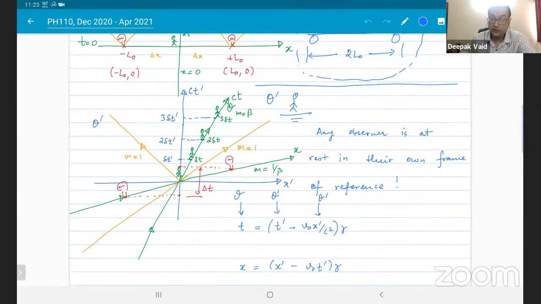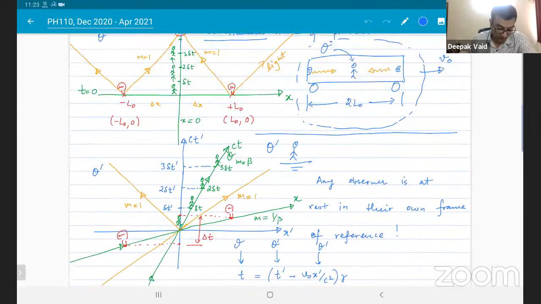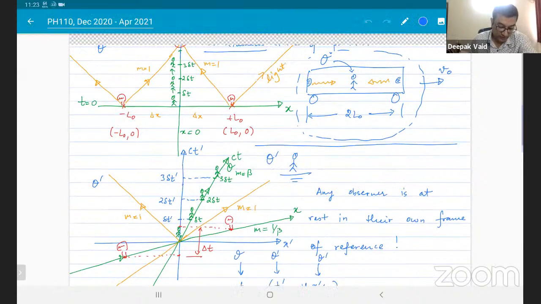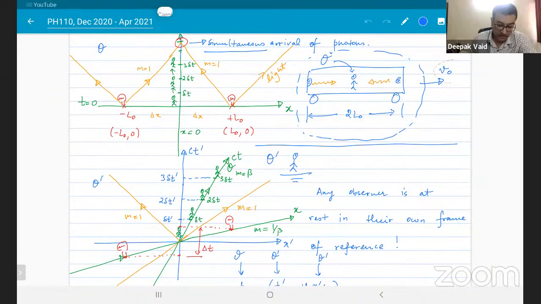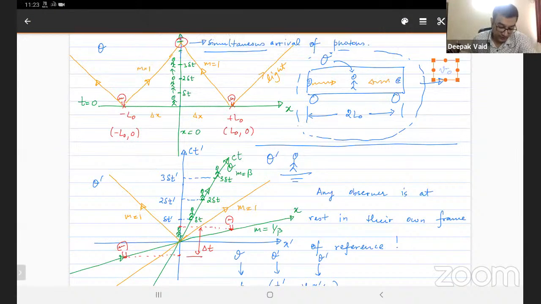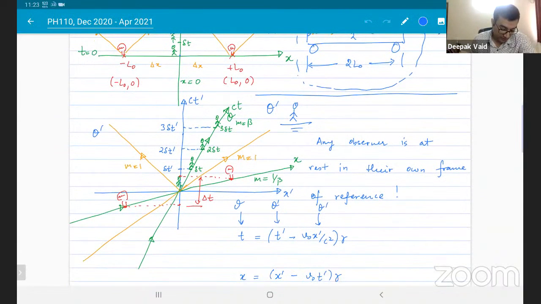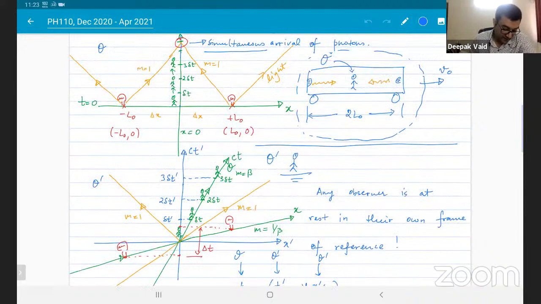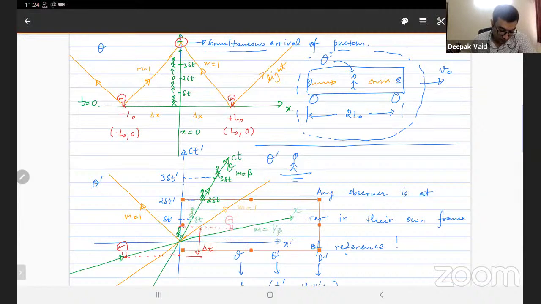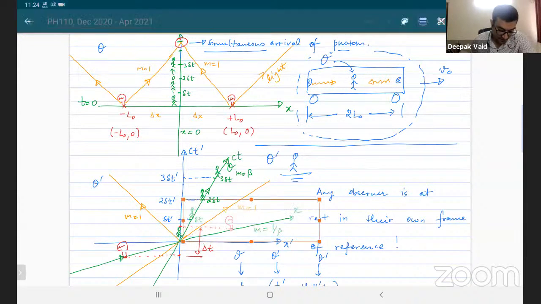But when we go to a new frame of reference, we have some observer O prime who's standing on the platform, and this is a train moving with some speed v naught. With respect to O prime, what happens? If we draw the time axis of O, it looks like this diagonal line over here. And similarly, if we draw the space axis of O, it looks like this other diagonal line.